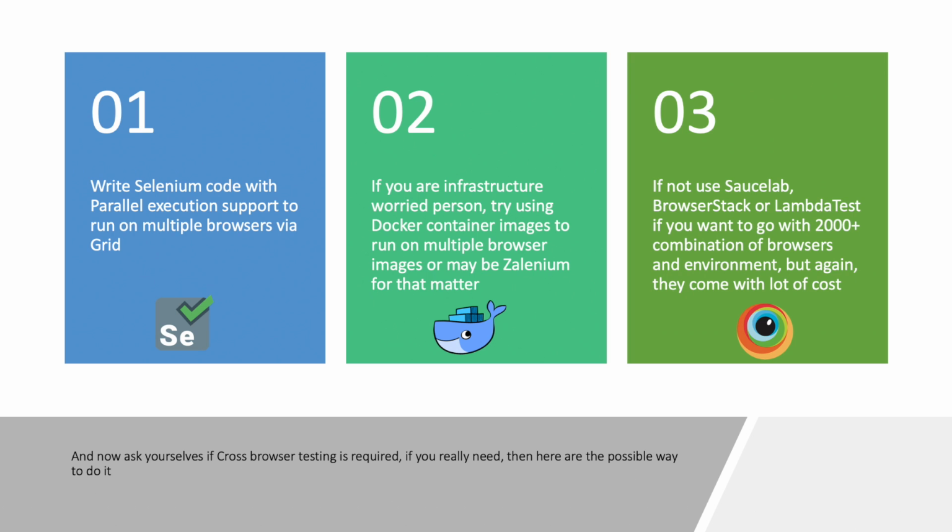And if not, use SauceLabs, BrowserStack, or LambdaTest if we want to go with 2000 plus combinations of browsers and environments. But again, they all come with a lot of cost. That's very, very important because we will show a demo right now while working with LambdaTest. Again, that's going to be the demo version I am actually using. I'm going to show you how I can run a Java test on the LambdaTest environment to make use of some of the browsers. Again, you have to pay a lot of money to start using LambdaTest itself.